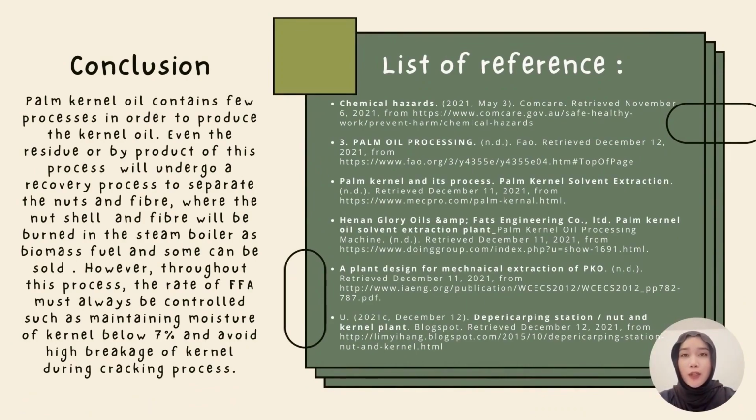Palm kernel oil production contains 3 processes in order to produce the kernel oil. However, throughout this process, the rate of FFA, which is free fatty acid, must always be controlled, such as by maintaining the moisture of the kernel below 7% and avoiding high breakage of the kernel during the cracking process.